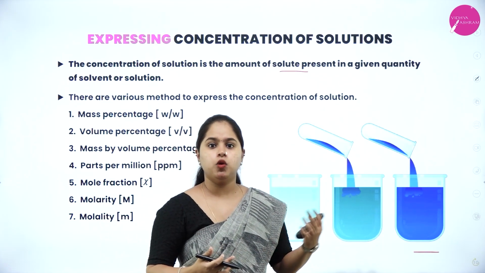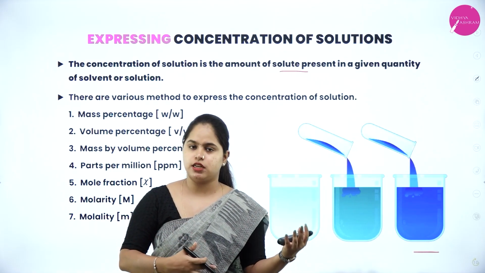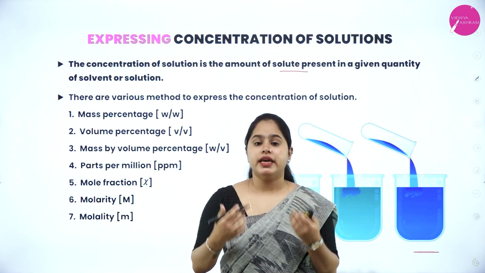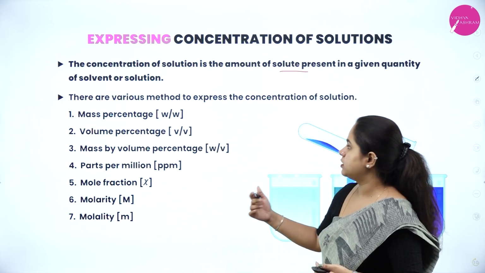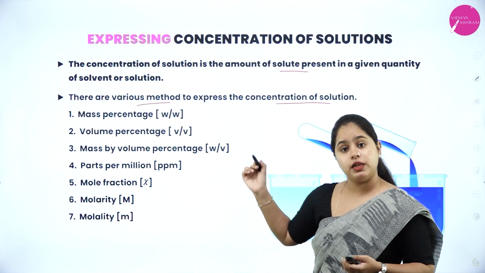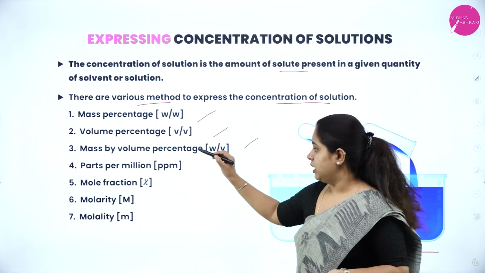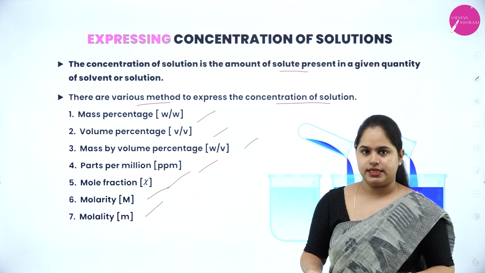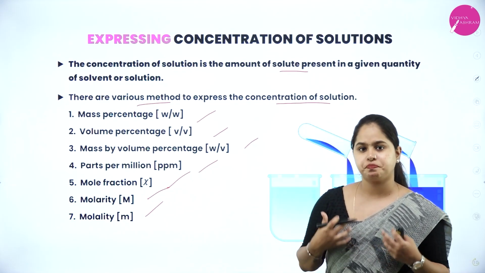But in all cases, you won't be able to see the color difference, or identify a smell or a taste difference or anything like that. So in all chemical reactions, this can't be possible. So there must be a method by which we can express the concentration of solutions. We are going to discuss the various methods to express the concentration of solutions: mass percentage, volume percentage, mass by volume percentage, parts per million, mole fraction, molarity and molality. These are the different concentration terms with which we can represent the concentration of solutions.